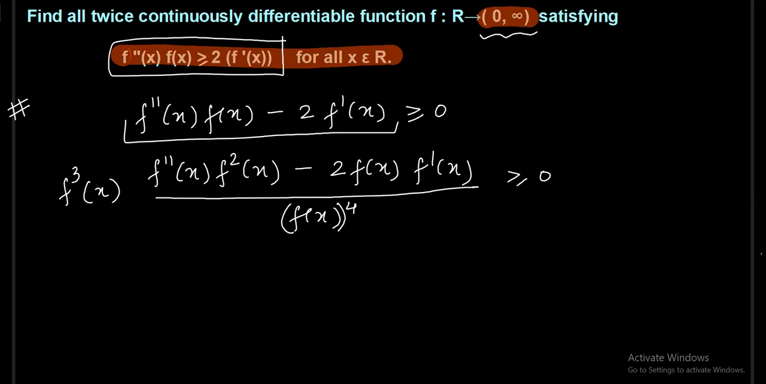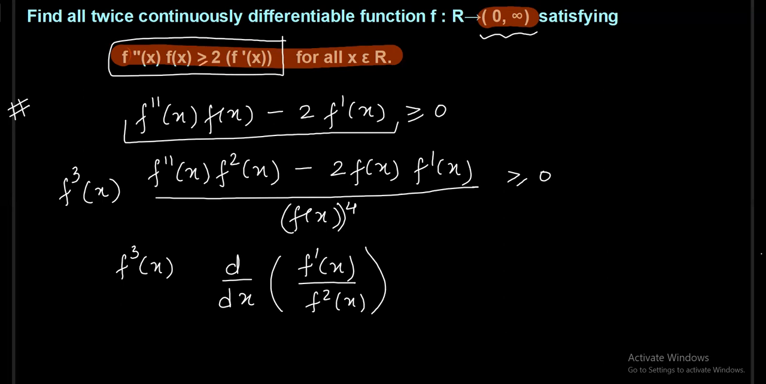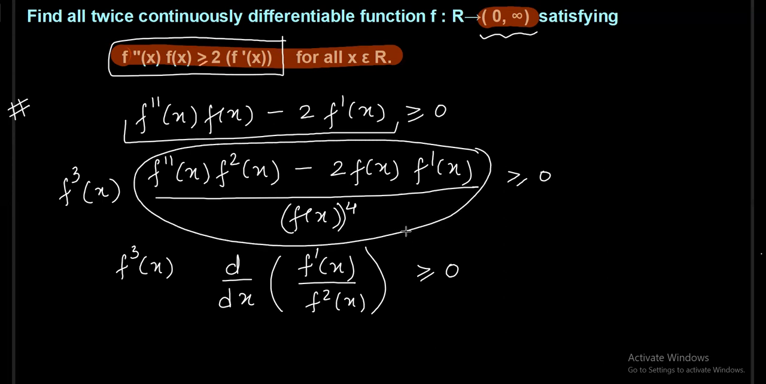Now you can see that f cube of x, along with that, if you connect it with the quotient rule of derivative, you can rewrite it as d by dx of f dash of x upon f square of x greater than or equal to 0. So using the quotient rule, I have rewritten this encircled term as the derivative of f dash upon f square.